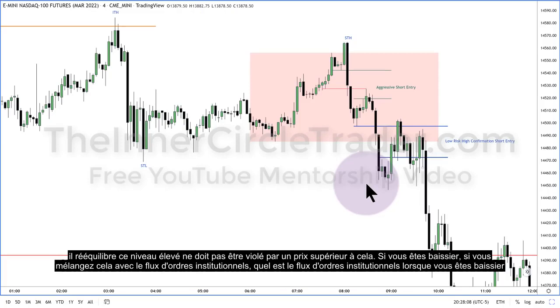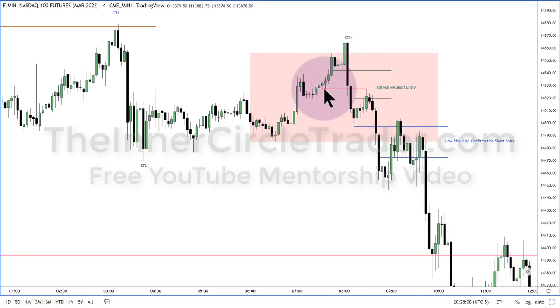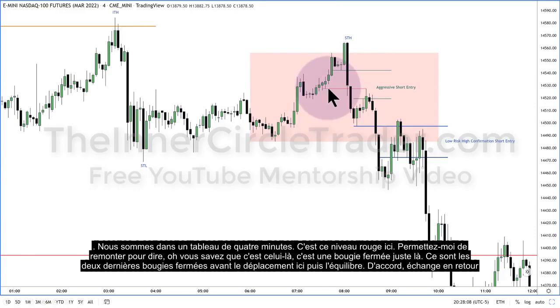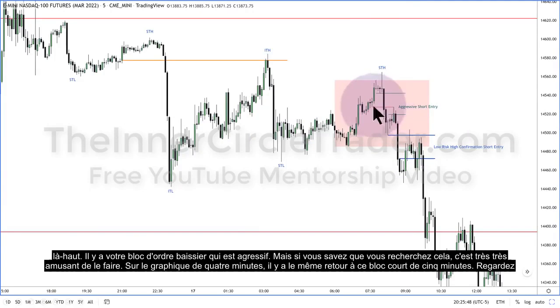If you blend that with institutional order flow, what is institutional order flow? When you're bearish, all of your up-close candles should keep price from going higher than them. What does that mean? We have an imbalance here. The market trades up into the bullish candles that are on the 5-minute chart. We're on a 4-minute chart. That's that red level here. Let me go back up just so you know. That's this one here. This is a down close candle right there. These are the last two up close candles before the displacement here and imbalance. The market trades back up into that right there. There's your bearish order block.